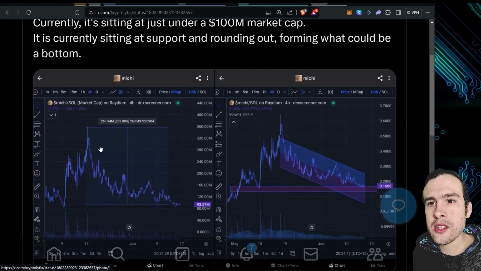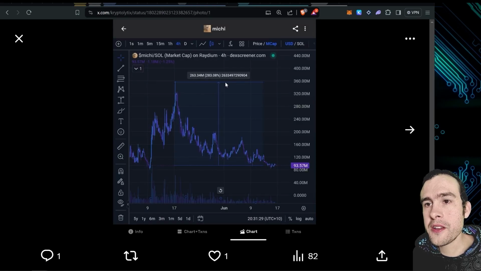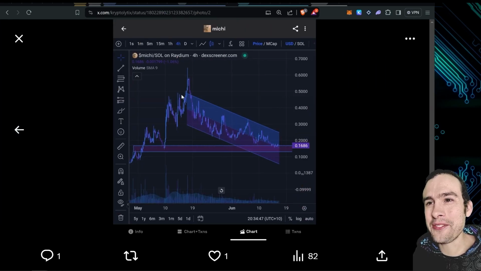So what do I mean by that? If you have a look at the price, you can see it's slowly rounding out to form what could be a bottom. So that's our percentage from all-time high. And this is actually on my phone. I've made the colors purple and blue because I really like the look of it. It just looks so nice. Because blue is closer to green than purple, and purple is closer to red than blue. So that's why I've made it like that.